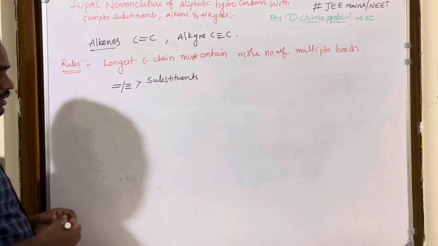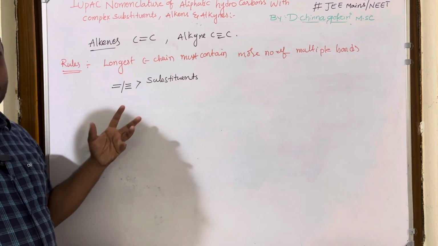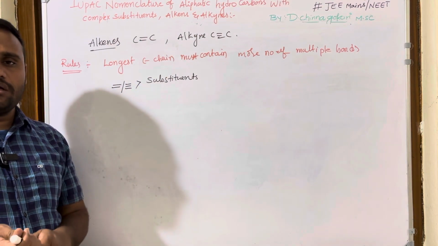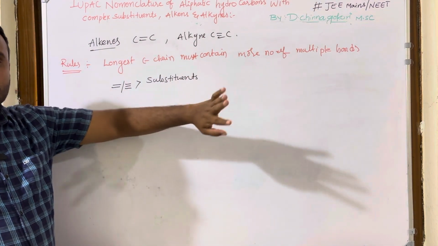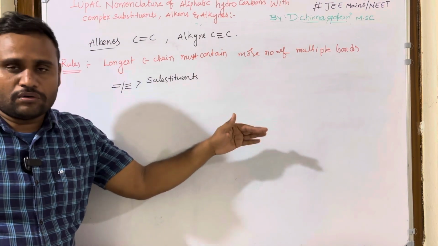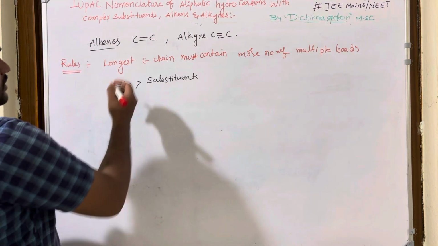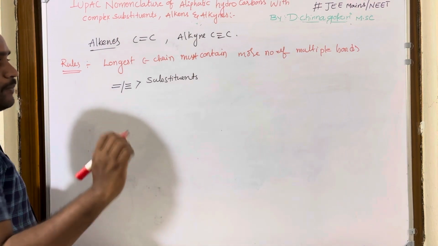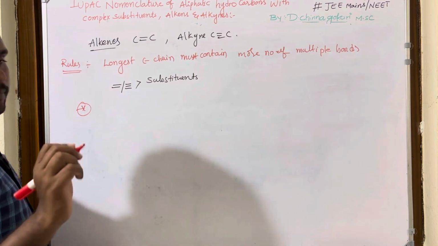Okay, now let us see some examples. More examples and more rules we will discuss while going through the examples. At a time I am not going to give all the rules, because then it becomes a by-heart method. We learn simple rules first, then based on them some examples, and after that I add some more rules. Keep in mind that your longest carbon chain must contain more number of multiple bonds, that may be double bond or triple bond, and I already told you they have equal priority.